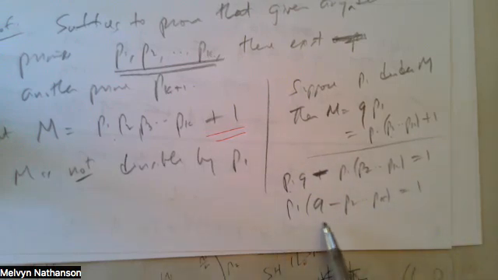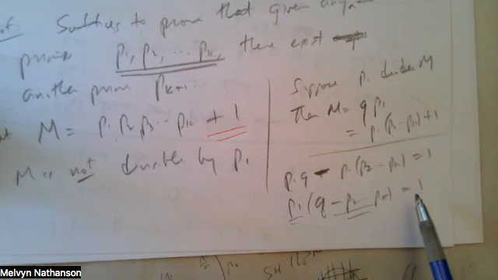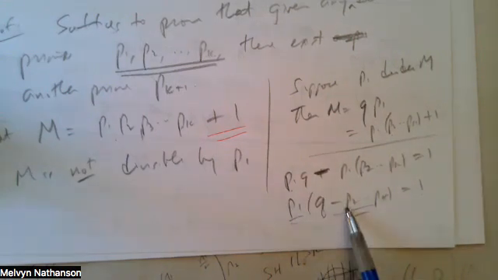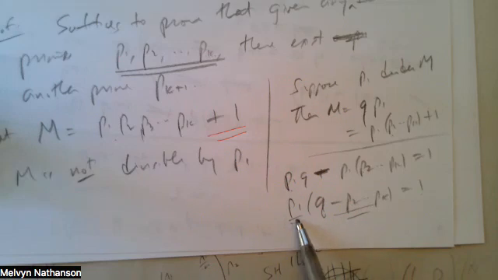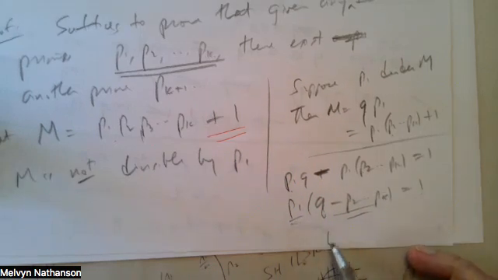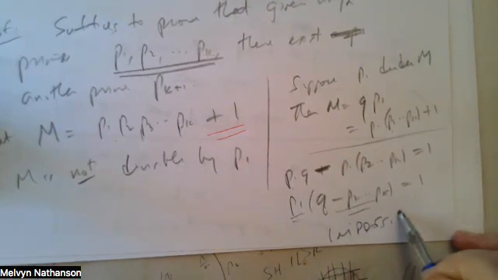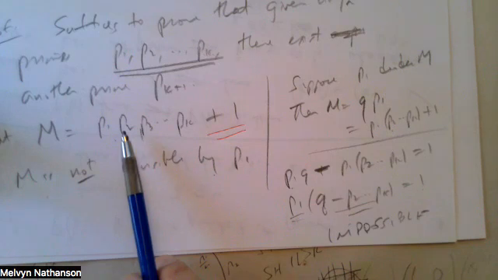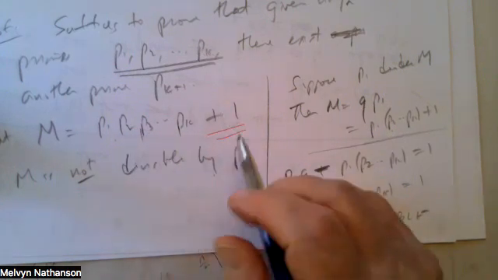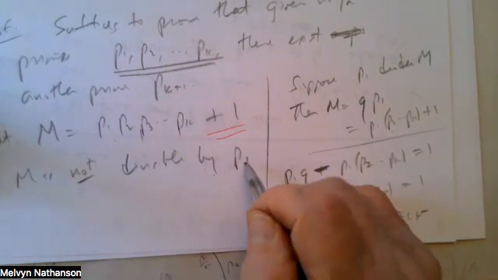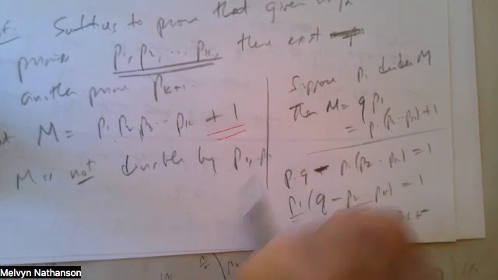So here I have a product of two numbers equals 1, and that can only happen if these numbers are plus or minus 1, but p1 is a prime, and 1 is not a prime. So this is impossible. So m is not divisible by p1. And the same argument works for p2, p3, any of these numbers. So m is not divisible by any of the numbers p1 up to pk.